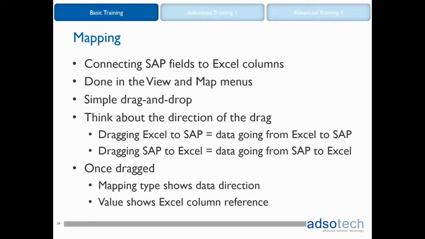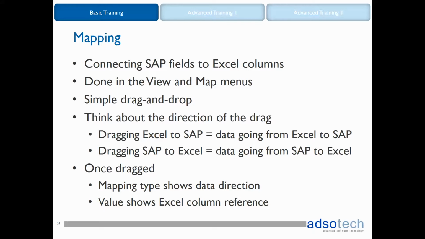So for dragging and dropping, put your cursor somewhere in the Excel column of your choosing. Press your mouse button down, drag to the SAP field of your choosing, and release. This makes the connection between the Excel column and the SAP field. Whenever you do the drag and drop, think about the direction of your drag. If you wish your data to go from Excel to SAP, which is what we most often want in a script like this, then make sure that you drag from Excel to SAP. So choose your Excel column first and then drag to the appropriate SAP field.